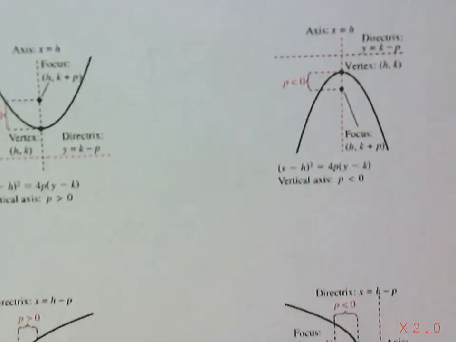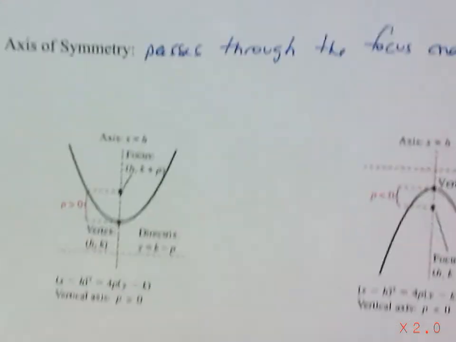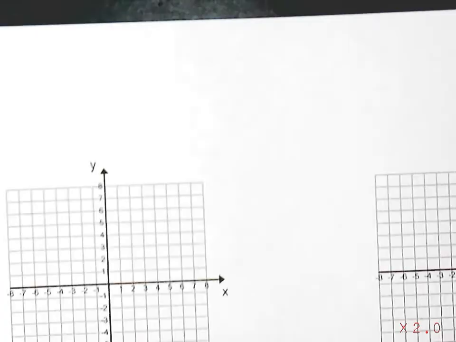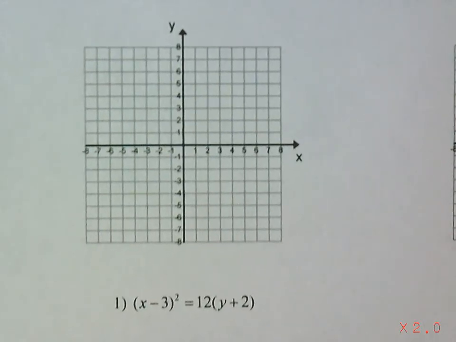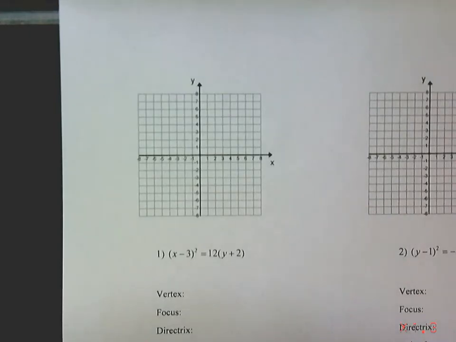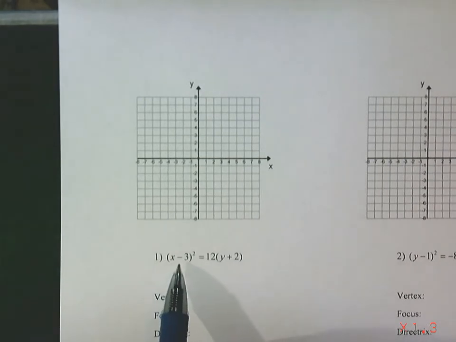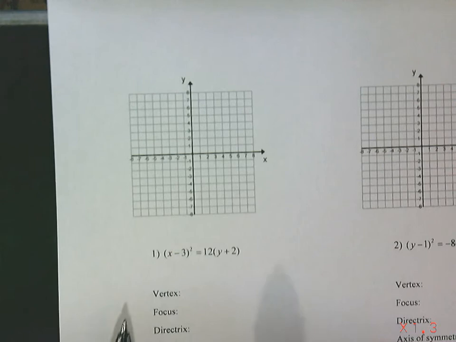Now I'll go through the examples, and I think it's easier to understand using the examples. Okay, here's my first example. And I'm going to take the zoom off a little bit. So I've got this equation, (x - 3)^2 = 12(y + 2). This is the form that we tend to write it in for this textbook.